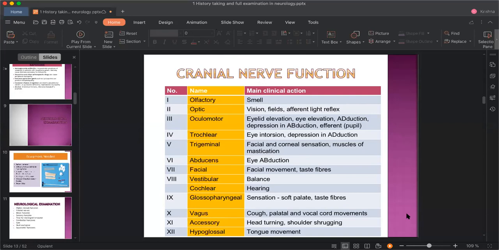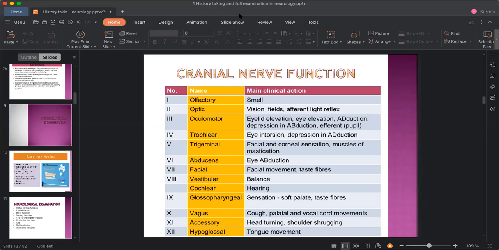Now see here, cough reflex, palatal and vocal cord movement, all of these are done by vagus nerve. Vagus nerve is one of the very long nerves, and one of the most important parasympathetic cranial nerves. Accessory nerve is the 11th one. It is responsible for two muscles, sternocleidomastoid and trapezius. So turning of the head to the side and shrugging of the shoulder is the function of accessory nerve, which supplies two important muscles. And the last one is hypoglossal nerve. This supplies the tongue. This is the motor nerve of the tongue. So these are the cranial nerves.